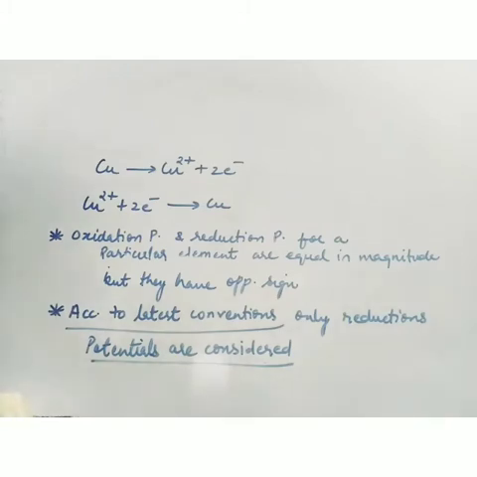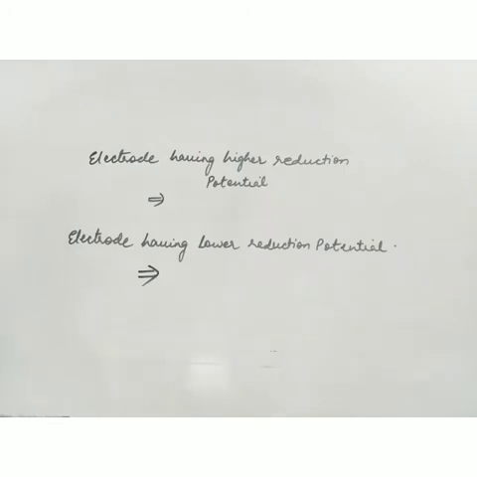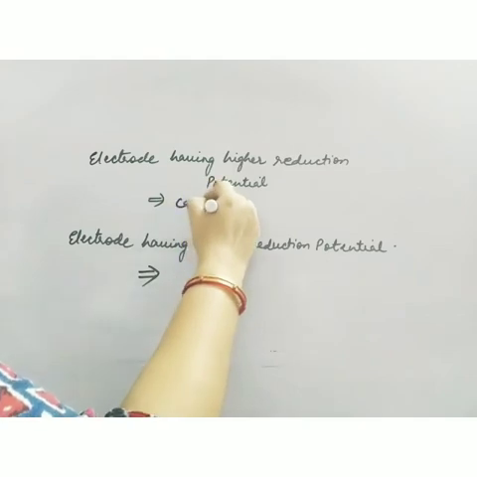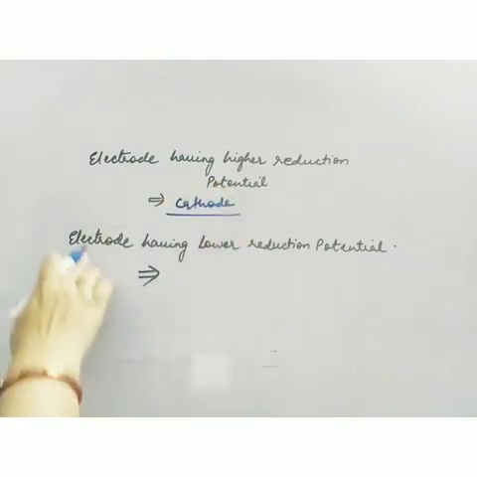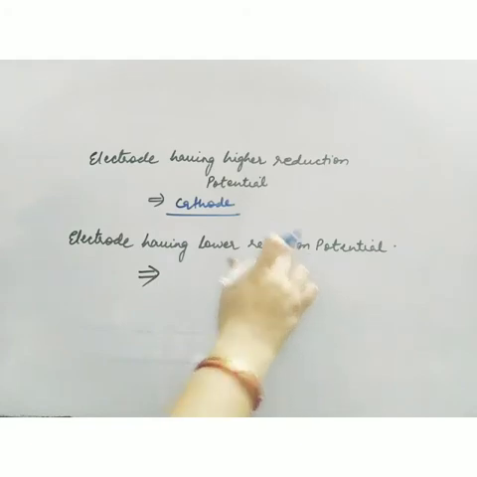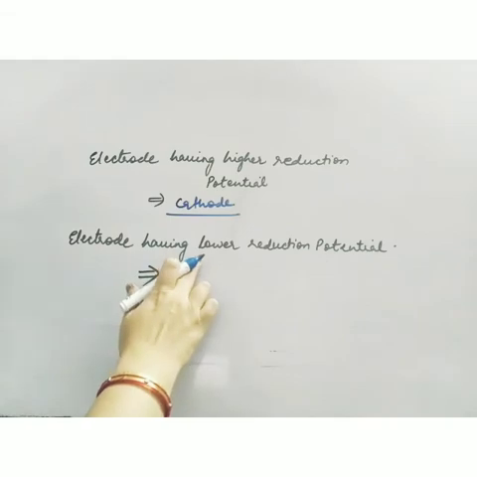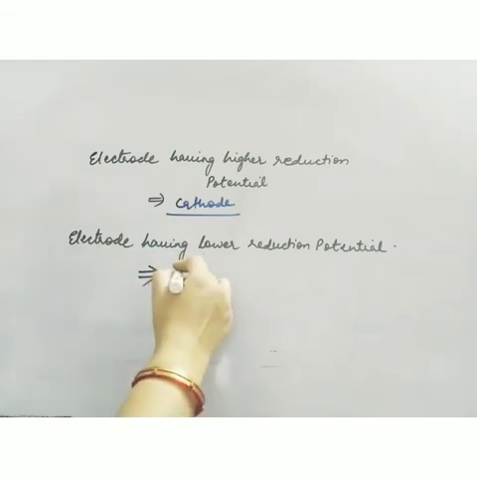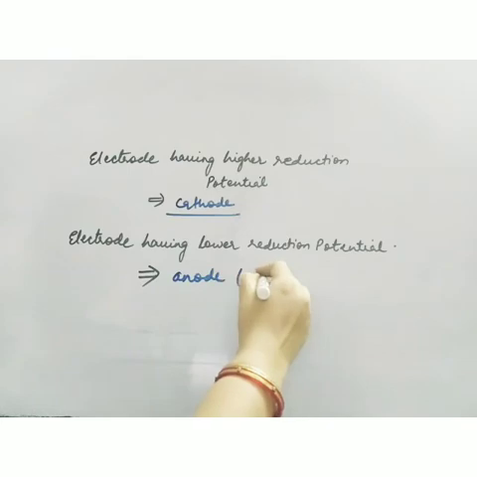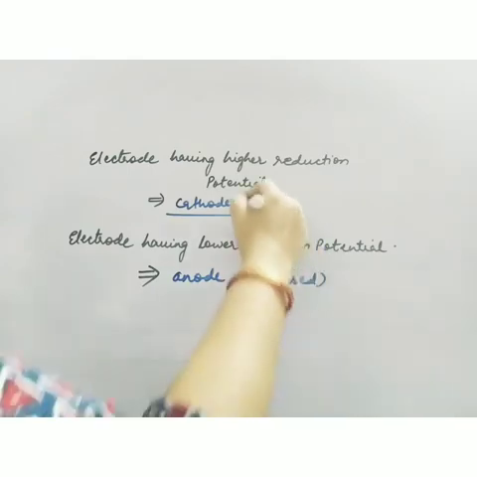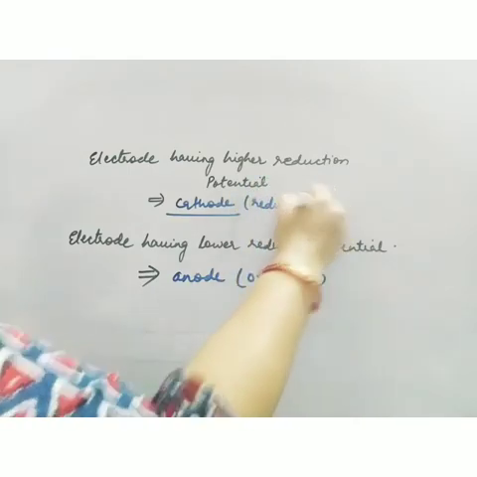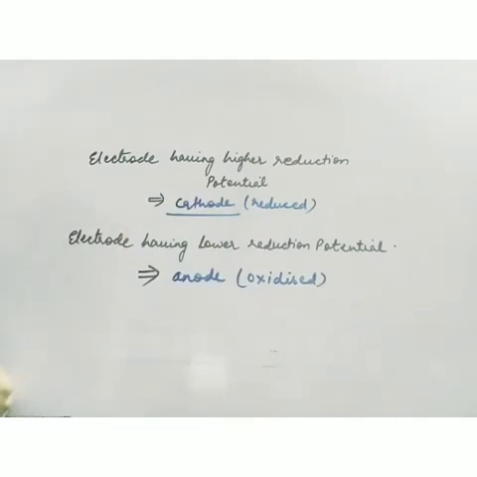So what is the conclusion? The electrode having higher reduction potential will have more tendency to get reduced, so it will act as cathode. And the electrode which has lower reduction potential has less tendency to get reduced, so it will have more tendency to get oxidized, so it will act as anode. So if reduction potentials are given to us, we can find out which is our anode and which is our cathode. Nowadays only reduction potential values are given to us.